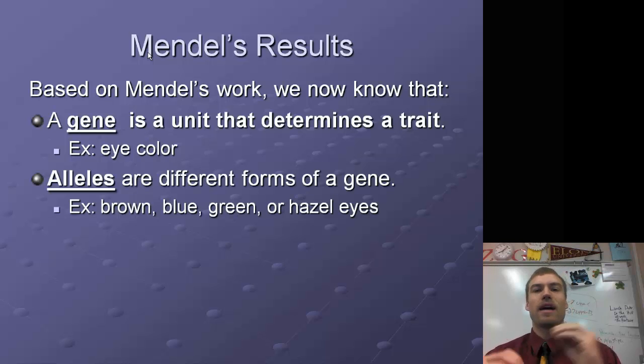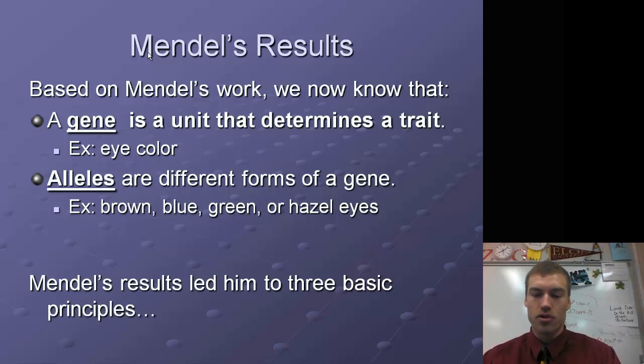And then we have ideas called alleles, okay? An allele is a different form of a gene. So if our gene was eye color, the different alleles would be brown, blue, green, or hazel eyes. Or if we were talking about the pea plants, and height was the gene, then the different alleles would be either tall or short, okay? So those are our different DNA sequences that could give us either being taller or shorter.